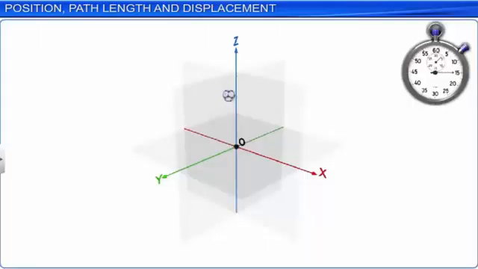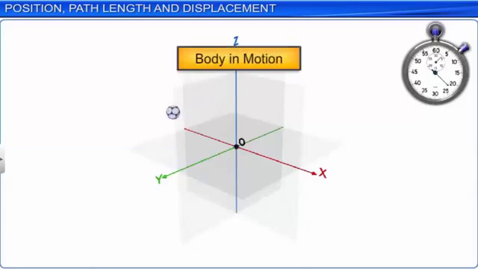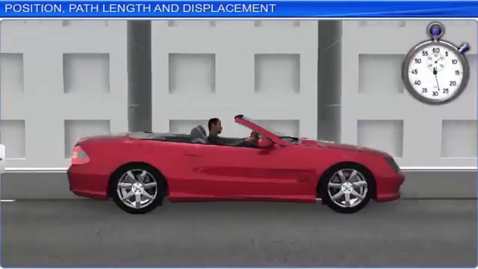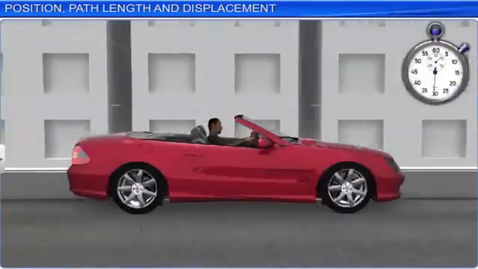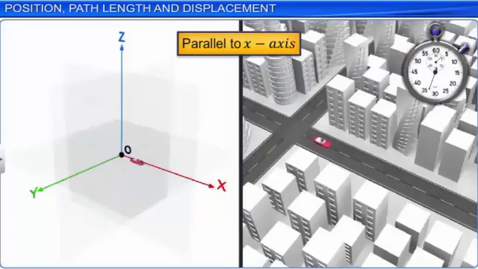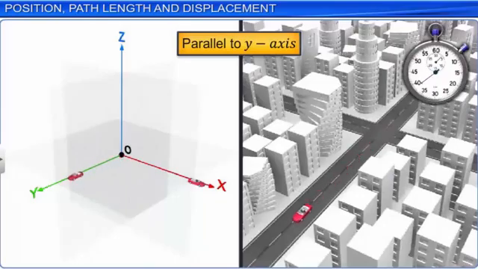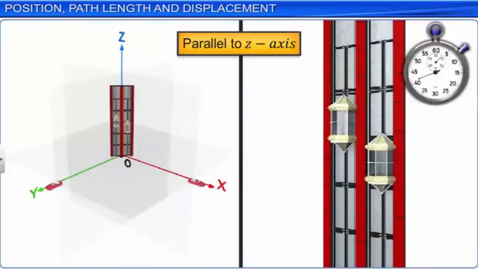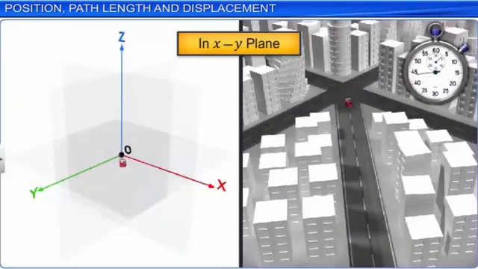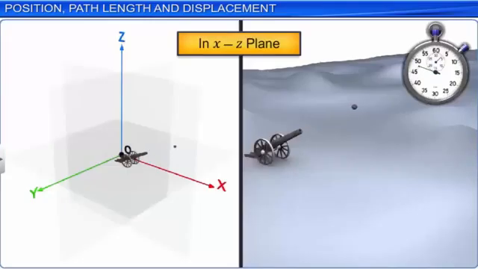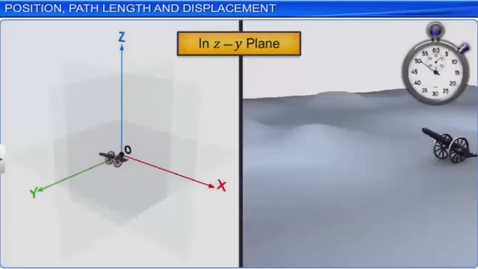When any one or more of the coordinates change with time, the body is said to be in motion with respect to the frame of reference. The motion of a body with respect to the frame of reference could be parallel to the x-axis, parallel to the y-axis, parallel to the z-axis, in the xy plane, in the xz plane, in the zy plane, or in space.